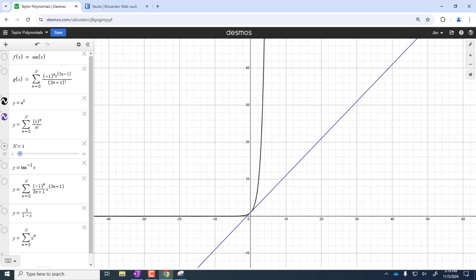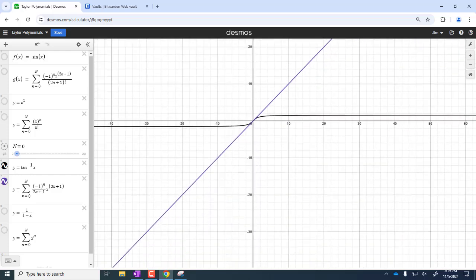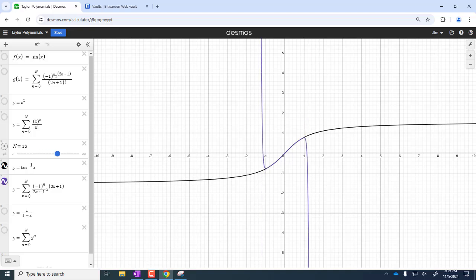So let's take a look at inverse tangent. So here's inverse tangent. Turn off that one, turn on this one. There's the thing that you found many times, the tangent line for inverse tangent right there. And as we start to go out, inverse tangent, oh, interesting, right? This one is only going to have a radius of convergence of 1.